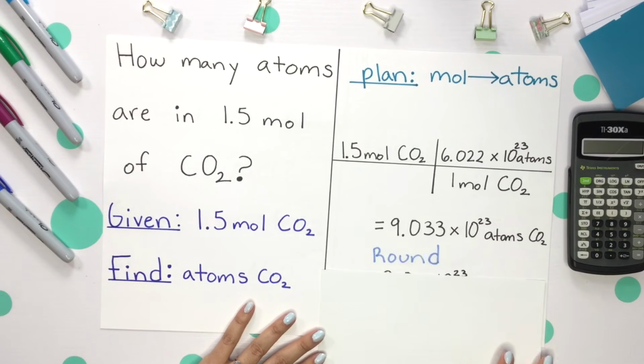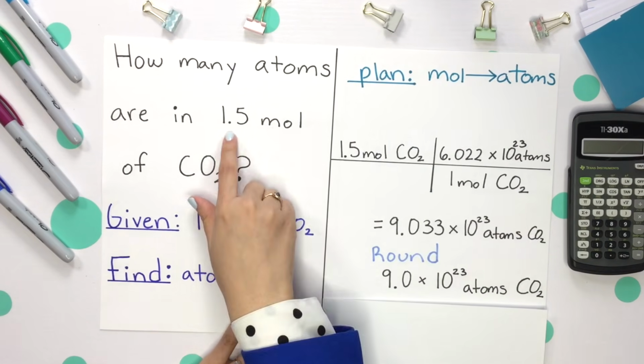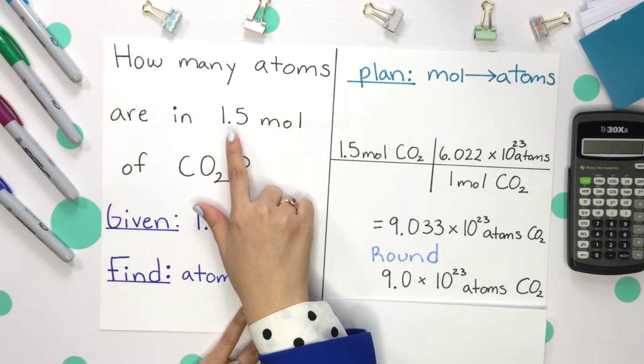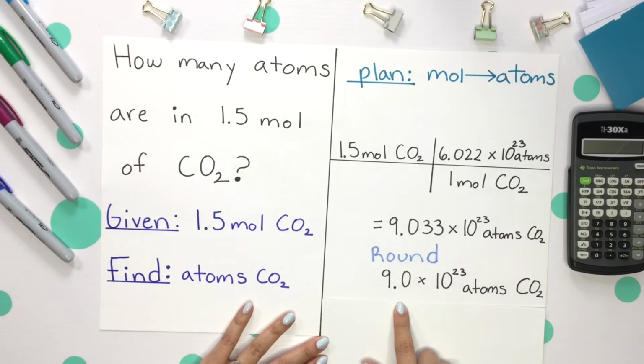But we have to round because our sig figs tell us from our given there's only 2 sig figs. Rounding to 2 sig figs, you get 9.0 times 10 to the 23rd atoms of CO2. The next example goes from formula units to moles.